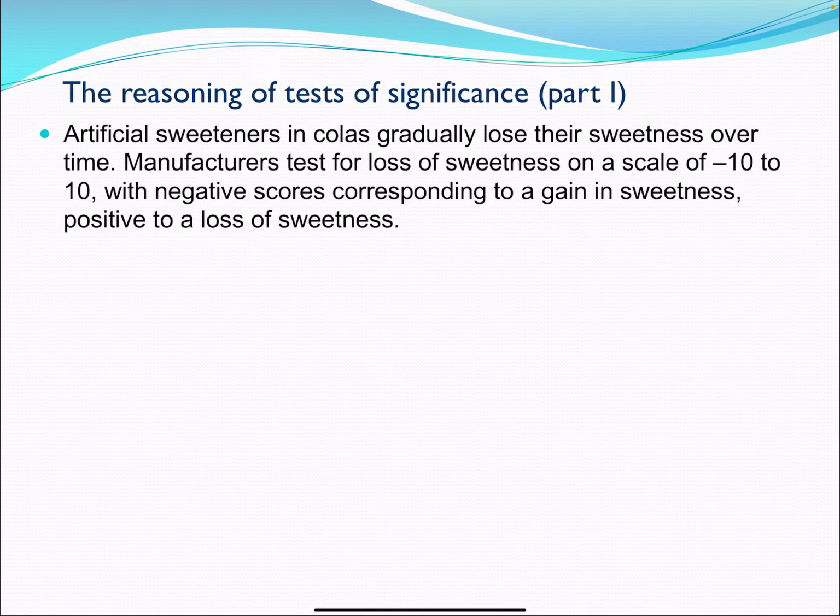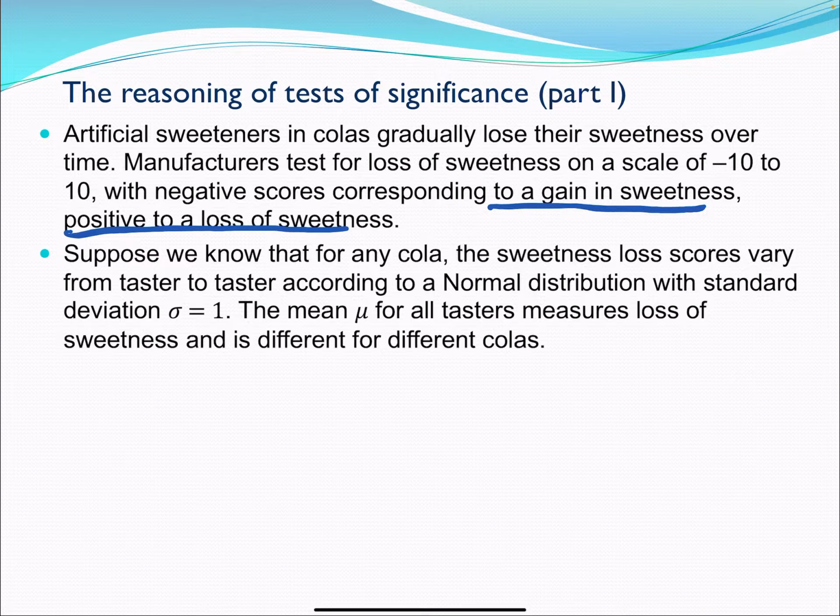For example, artificial sweeteners in colas gradually lose their sweetness over time, and manufacturers test for sweetness on a scale of -10 to 10, which I didn't know, but it's kind of interesting. The negative scores correspond to a gain in sweetness, and the positive to a loss in sweetness. Suppose we know that for any cola, the sweetness loss scores vary from taster to taster according to a normal distribution with a standard deviation of 1. We love to see a standard deviation of 1. And the mean mu for all tasters measures loss of sweetness and is different for different colas.